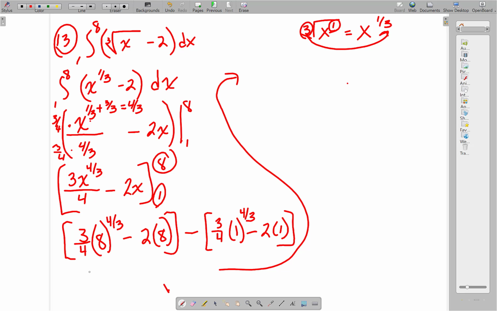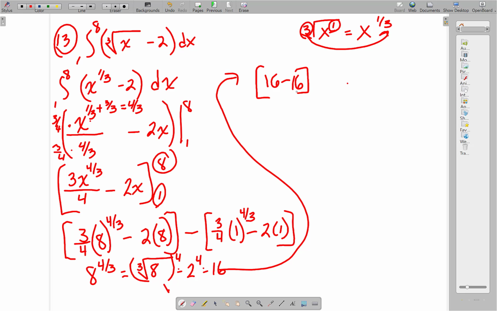So from there, we're going to go way up here, and we get 3/4 times 8 to the 4/3. Keep this in mind, 8 to the 4/3. If you did the review on radicals, I'm sorry you don't have that review, but you learned this in algebra, hopefully, that 8 to the 4/3 is equal to the cube root of 8 to the 4th power. The cube root of 8 is 2. 2 to the 4th is equal to 2 times 2 is 4 times 2 is 8 times 2 is 16.